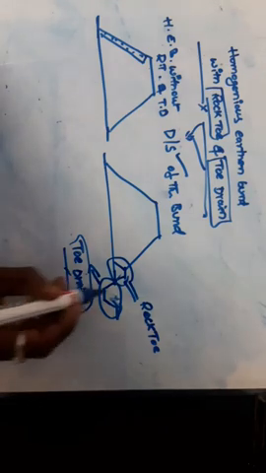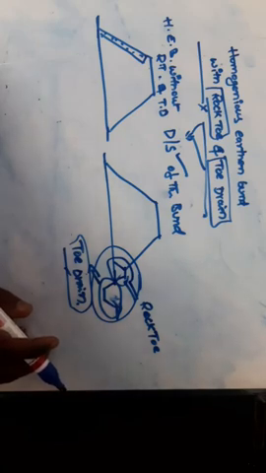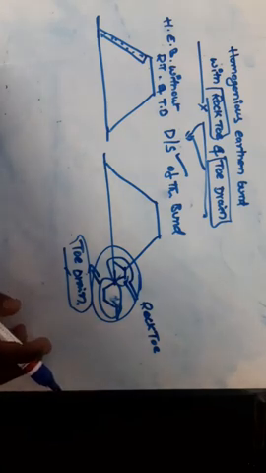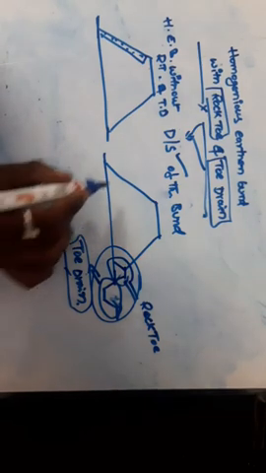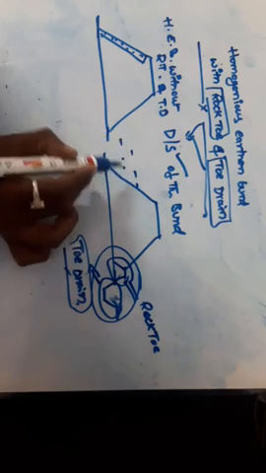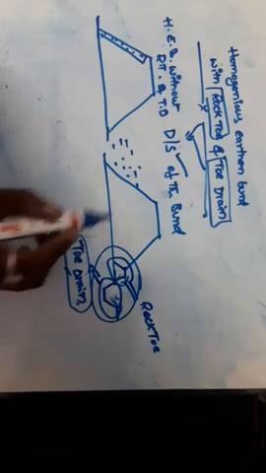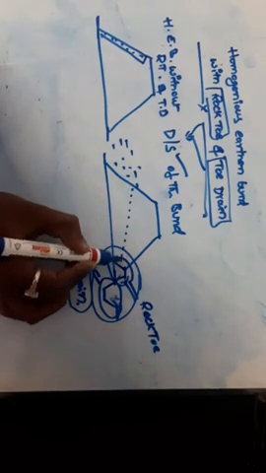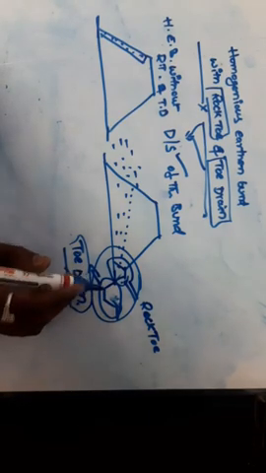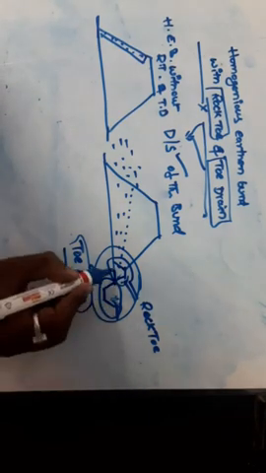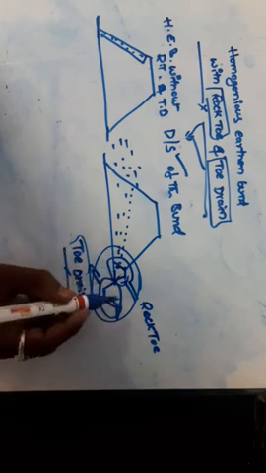The purpose of these two structures is to help in trapping any seepage water and to prevent the entry of base material of the earthen bund.